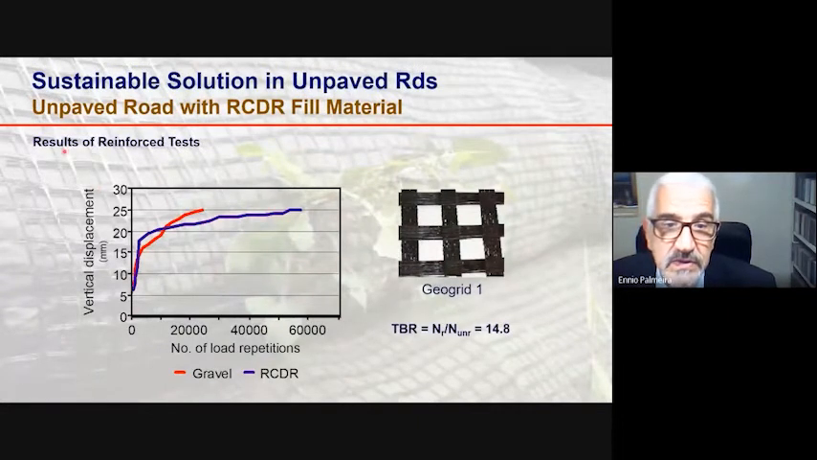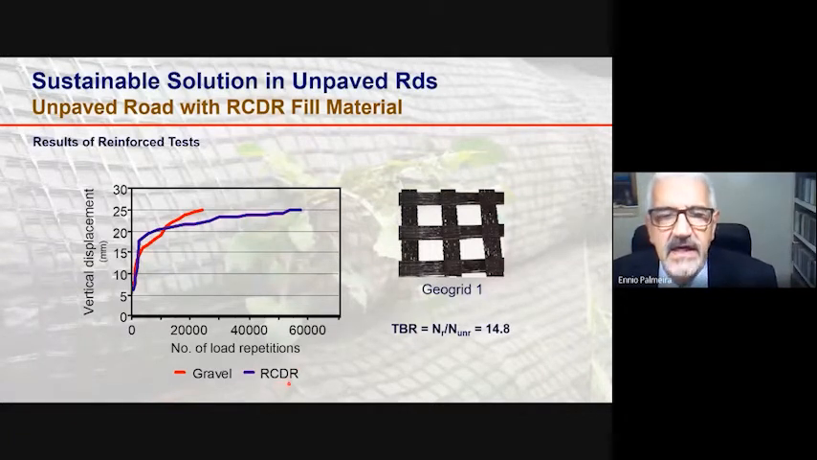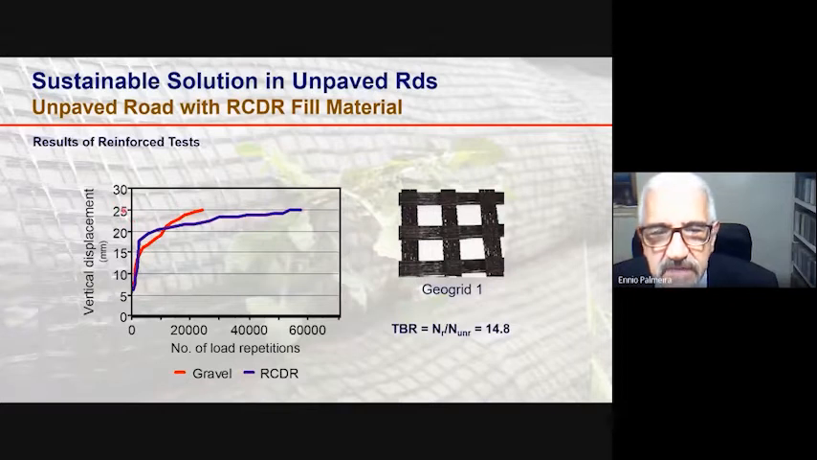This figure shows results for the reinforced tests. Again, the red curve is the result for the road built with gravel, and the blue curve is the result for the road construction with the RCDR fill material. So you see that in this case, the maximum vertical displacement at the surface is reached for the RCDR fill material for a much greater number of load repetitions.